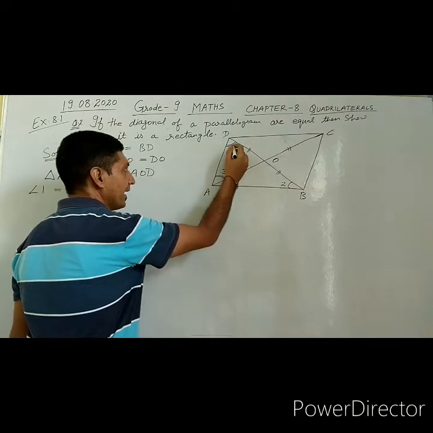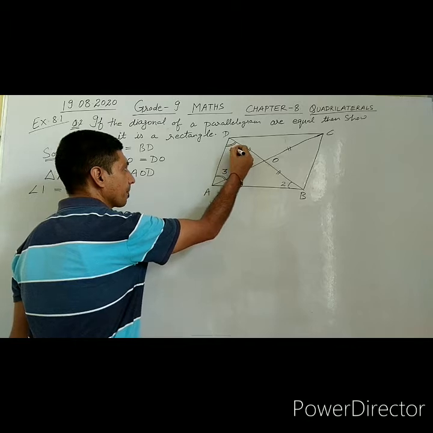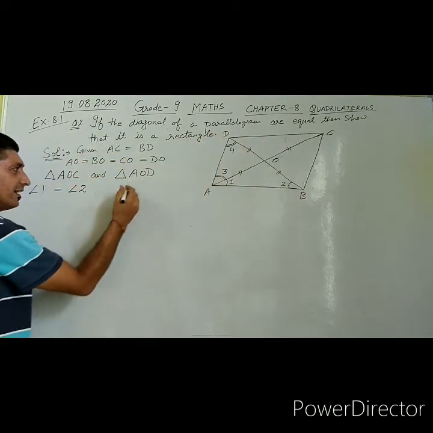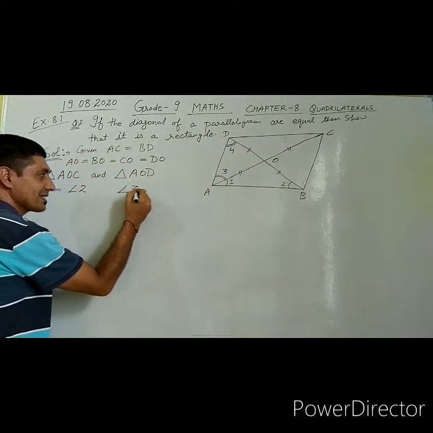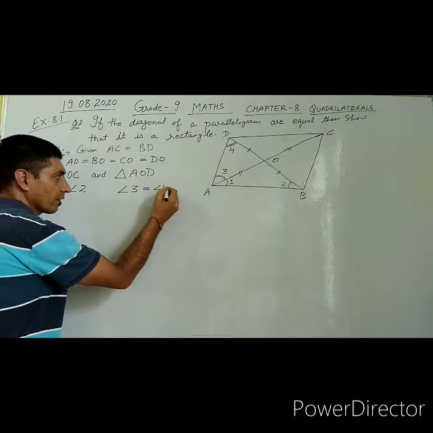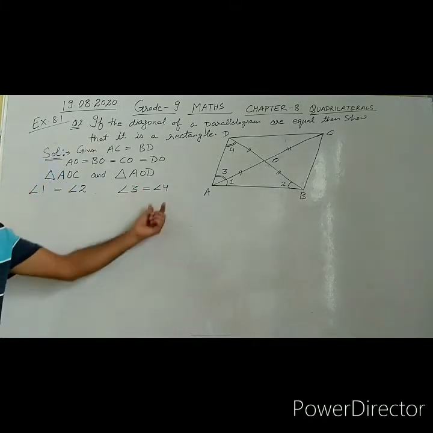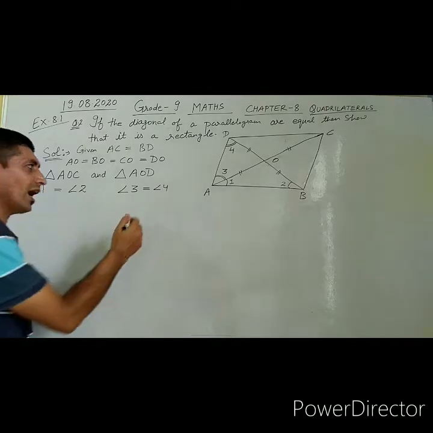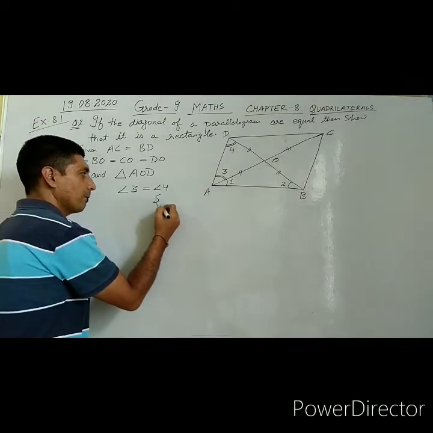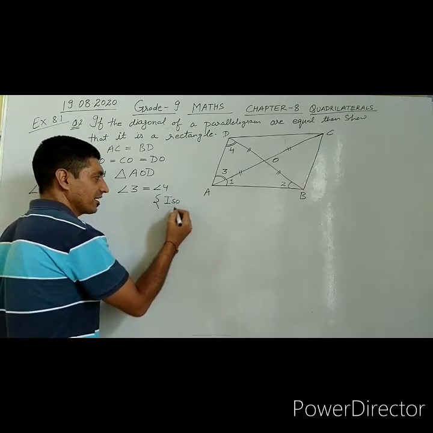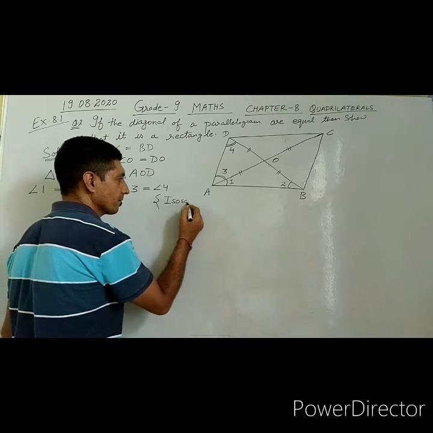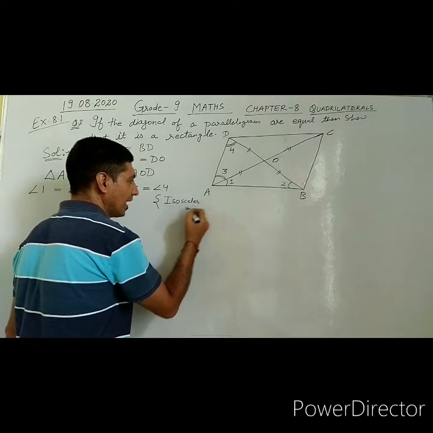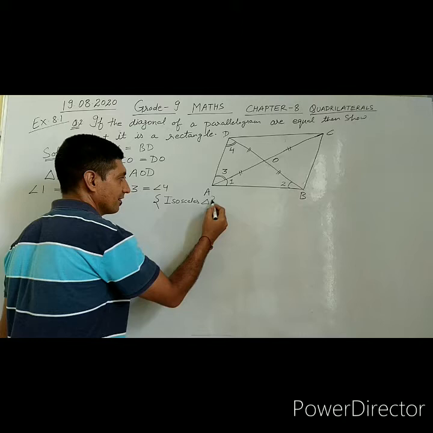Angle 3 and angle 4, they are equal, right? In this triangle, angle 3 is equal to angle 4. We want to write the reason why they are equal: because both are isosceles triangles. Both are isosceles triangles, right?